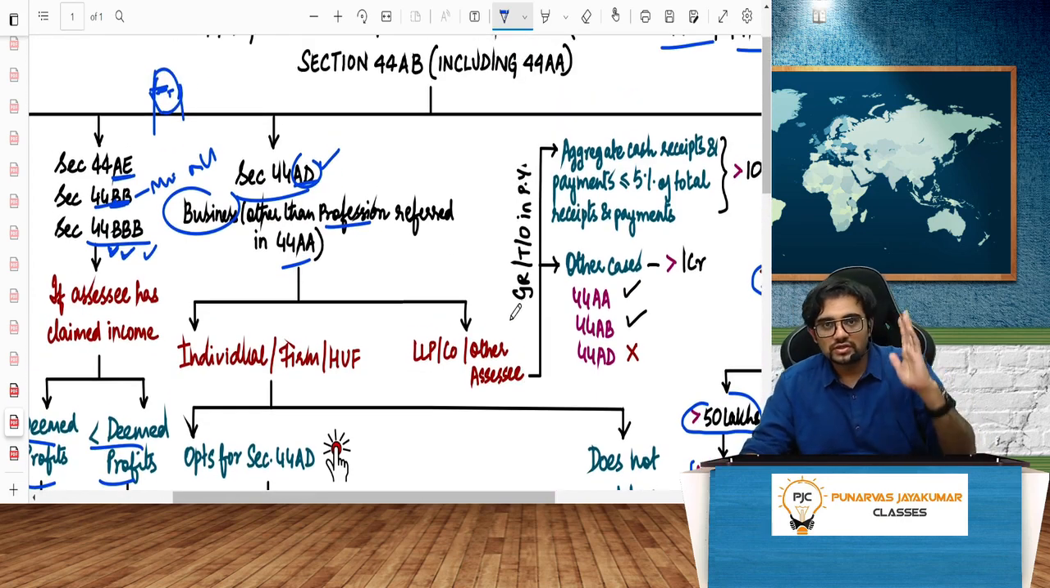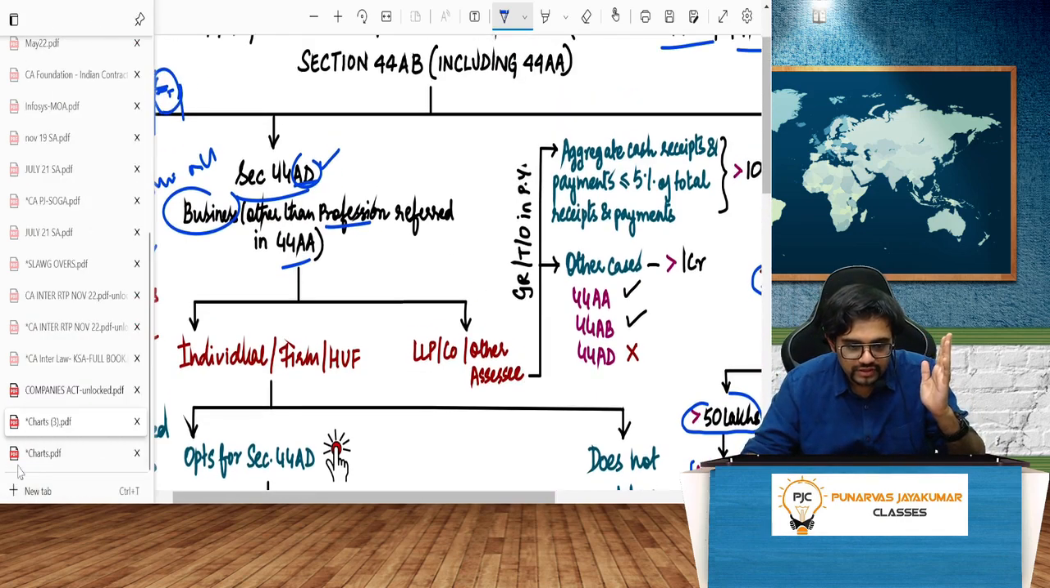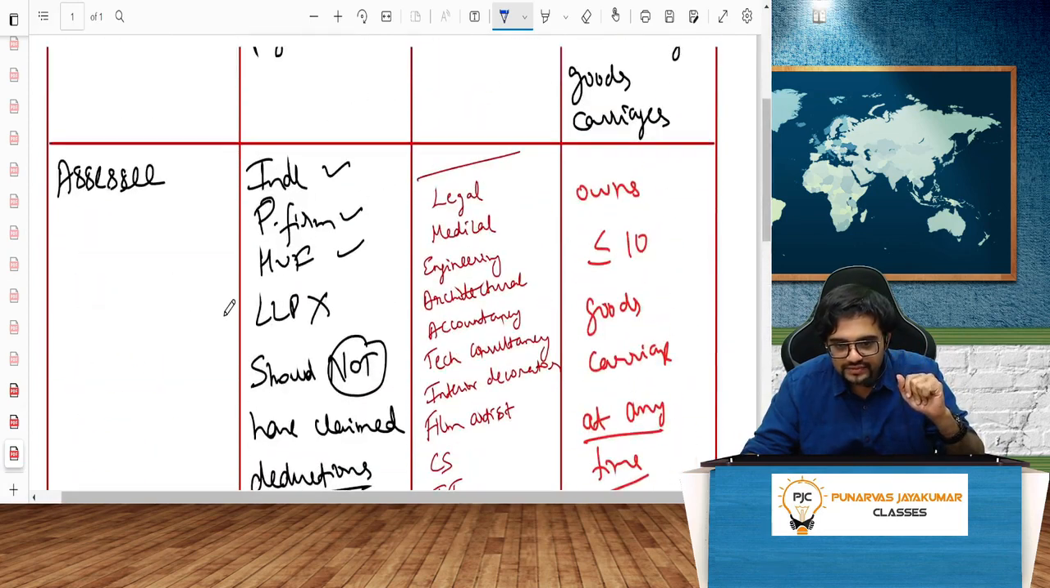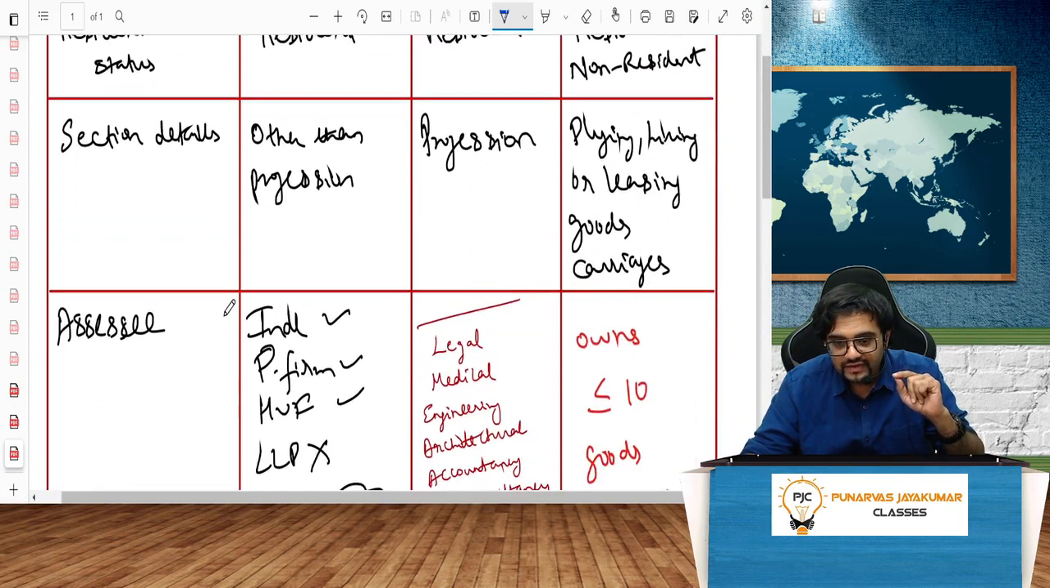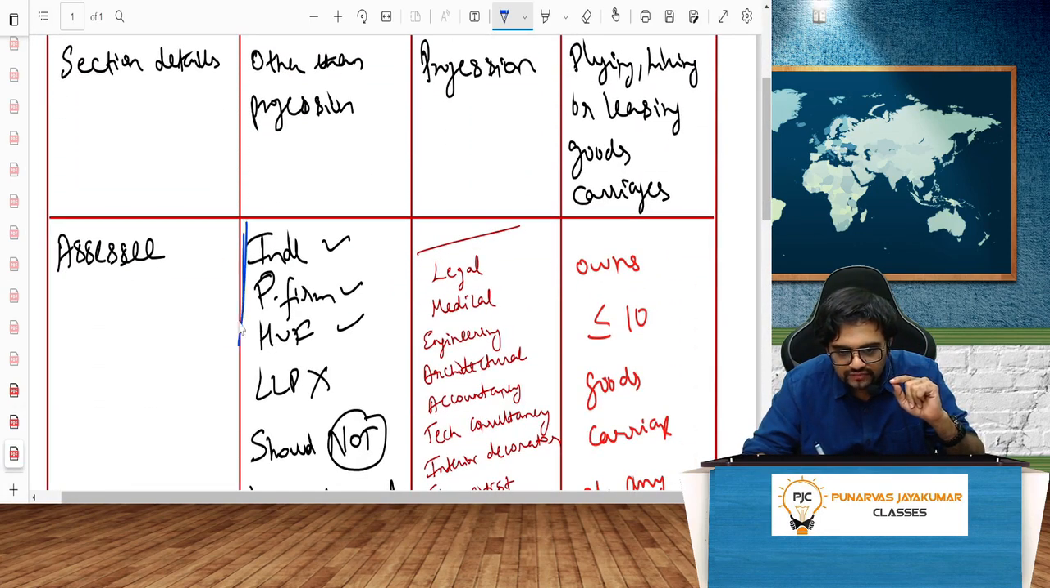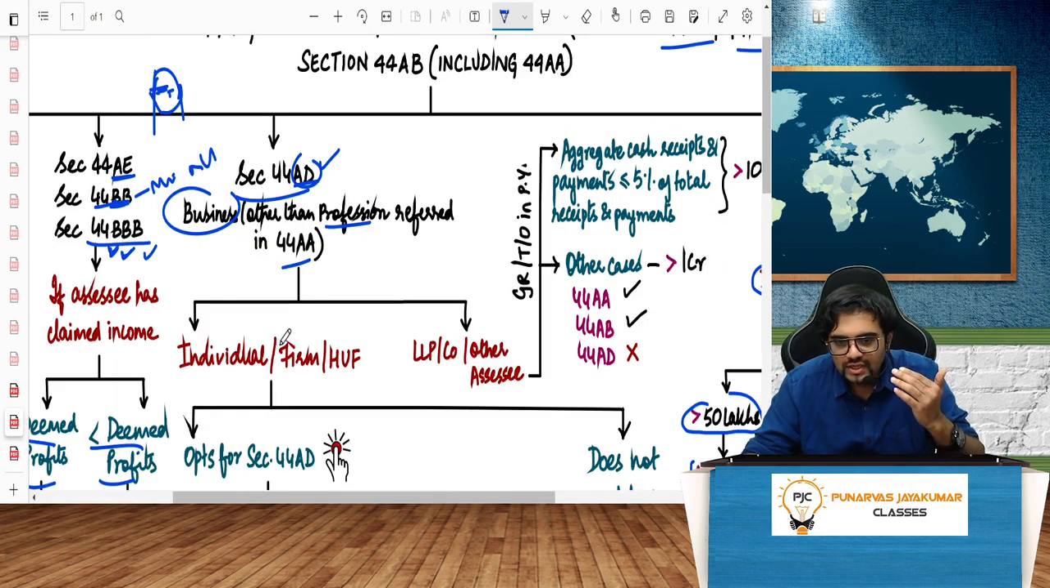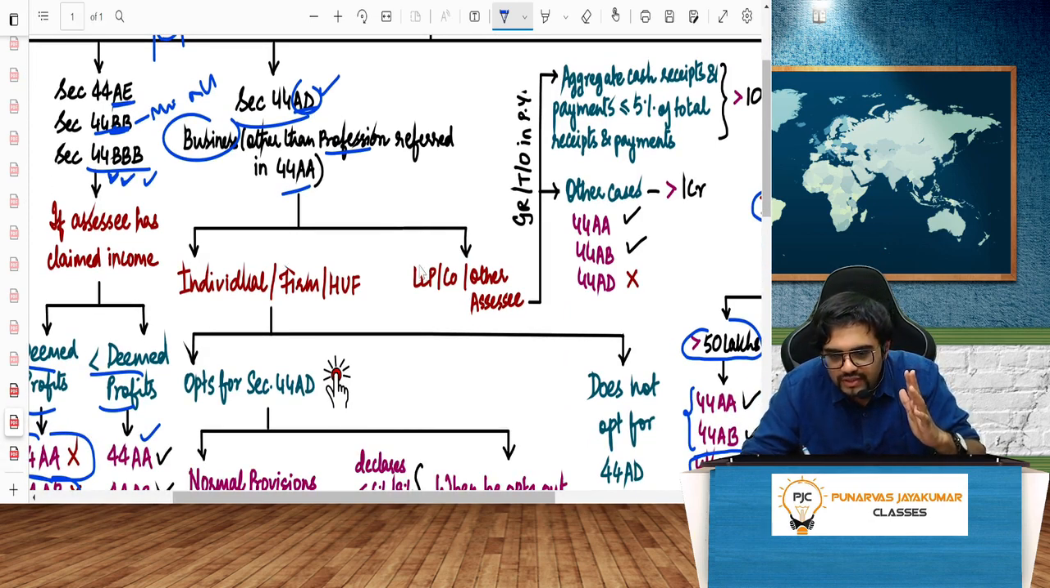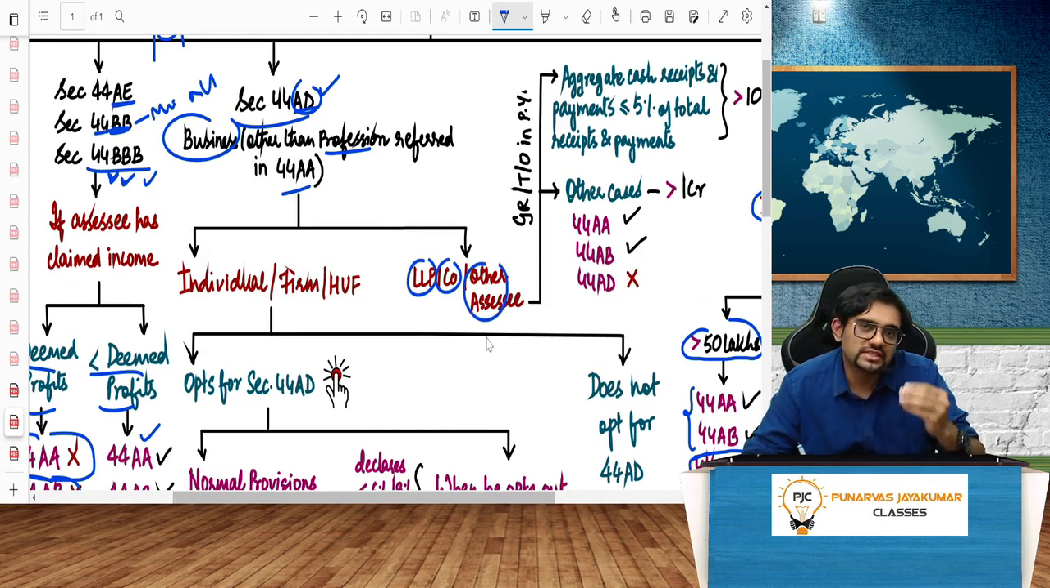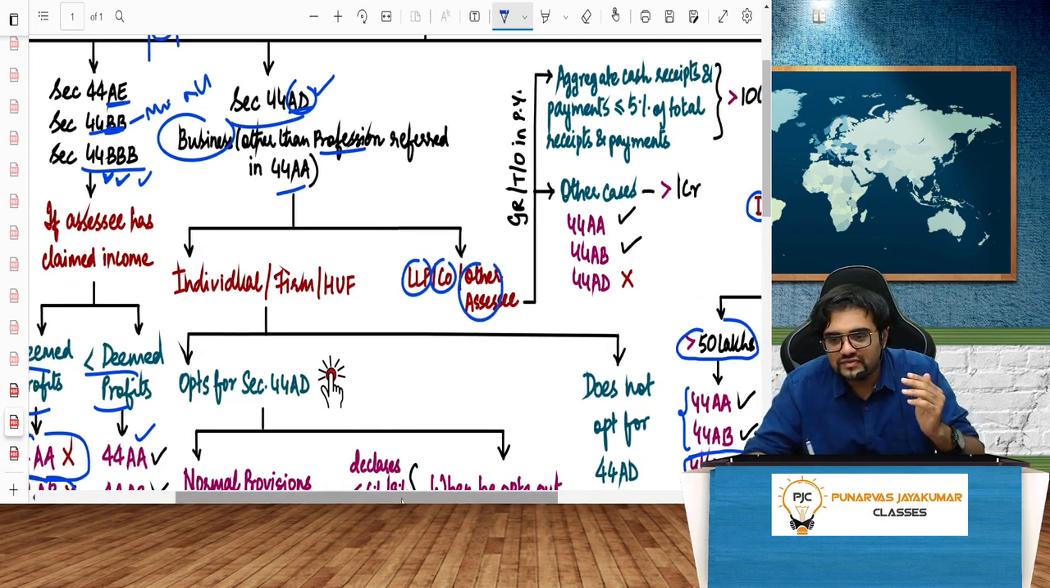So hear me out now. I have shown you in my amazing handwriting chart here that 44AD was for individual, partnership firm, HUF, other than LLP. 44ADA was for individual and partnership firm only. So you know that 44AD will not apply to whom? It will not apply to LLP, company and other SSC. That much we know. So let's take the easy one first.